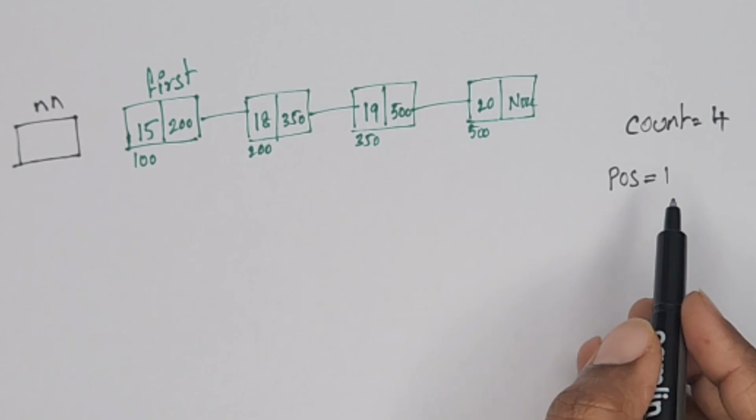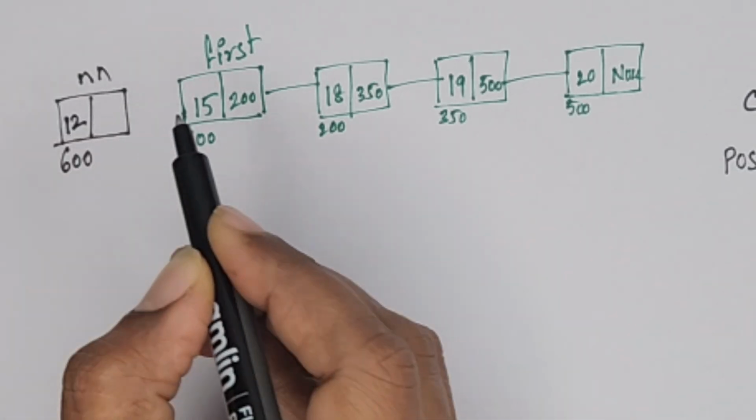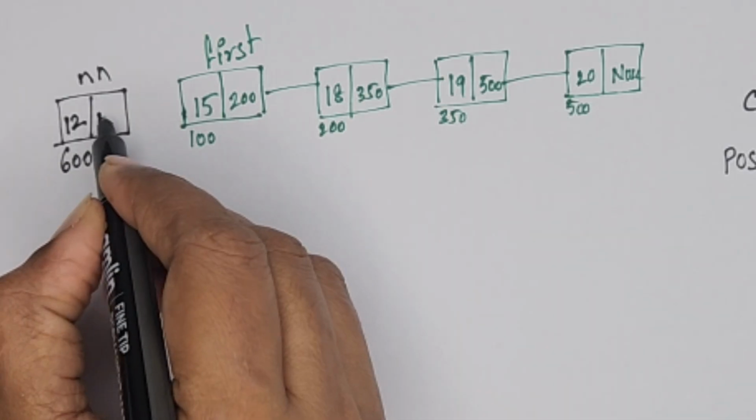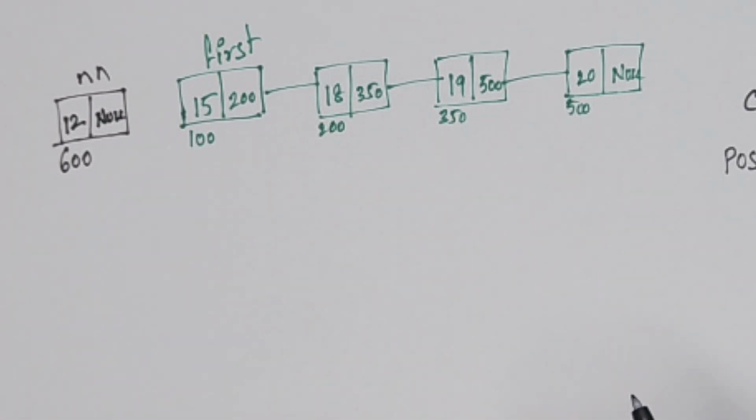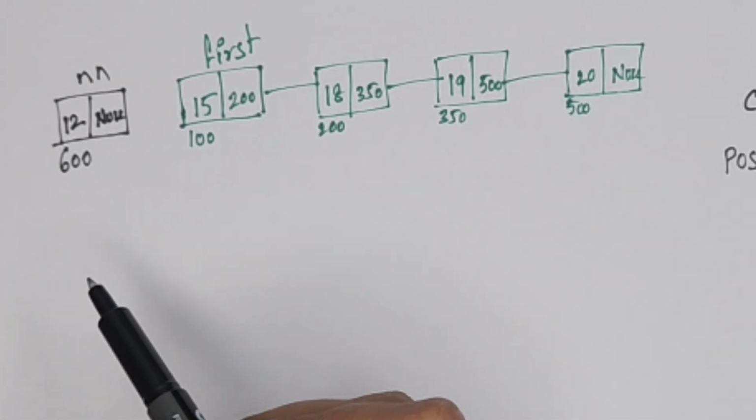Okay. Now just create one new node. Read one number that will be assigned to new node of roll number. New node of next is null. If at all position is 1, where we have to insert before the first node, we have to add the new node.